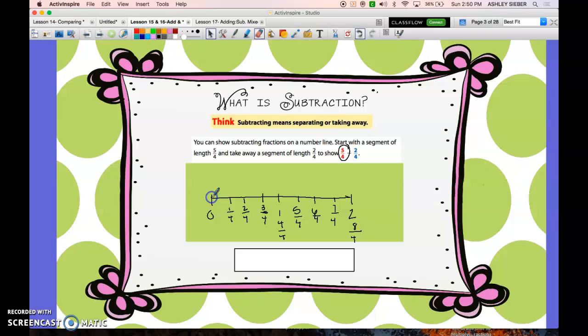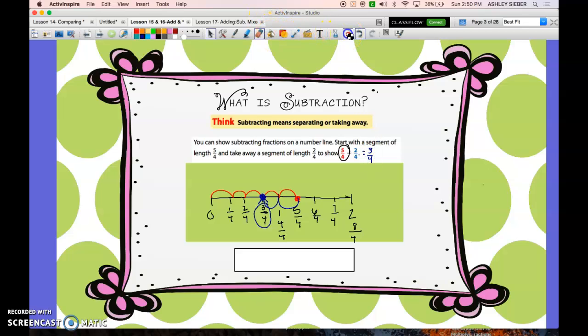So I'm going to start with 1, 2, 3, 4, 5/4, and you see I landed on 5/4, and then I'm going to go backwards 2/4. 1/4, 2/4. So I landed right here. Sometimes I can show that by jumping up to the 5/4 and then going underneath my number line. 1/4, 2/4. So 5/4 minus 2/4 I can see is 3/4.